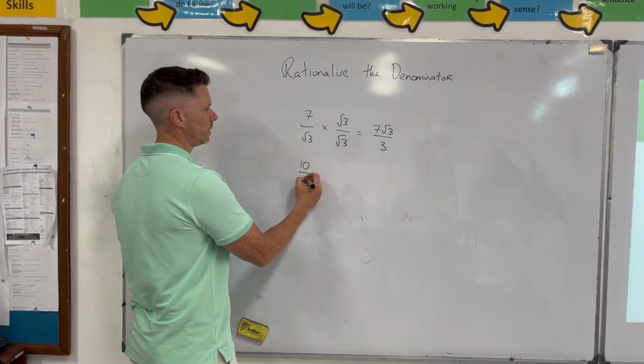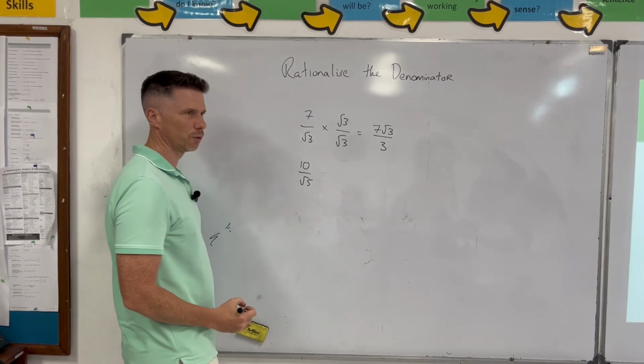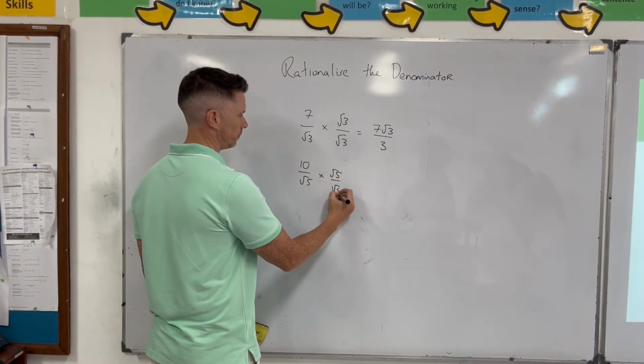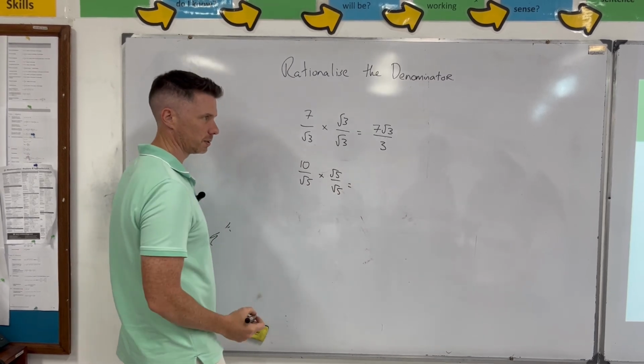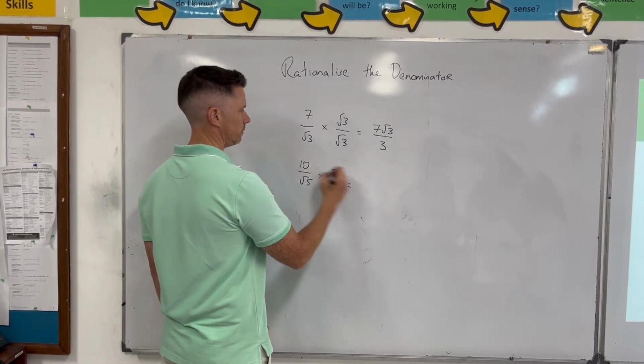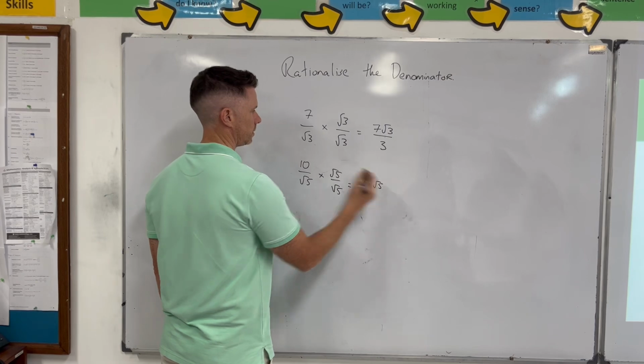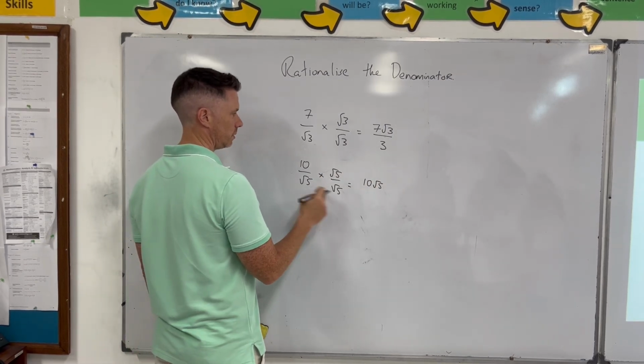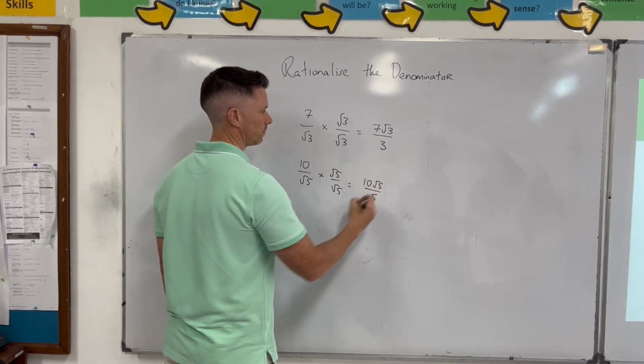So if it's a single fraction, it's really straightforward. I just multiply this by root 5 over root 5, whatever this denominator is. So this gives 10 root 5 on the top. 10 times root 5 is just 10 root 5s. And on the denominator, we get root 5 times root 5, which is just 5.